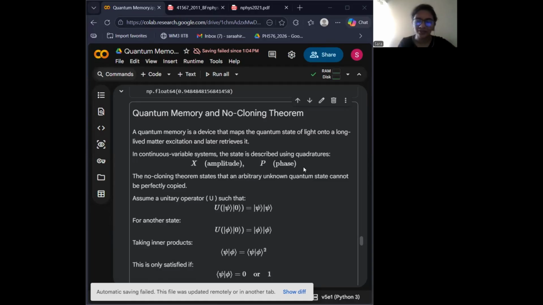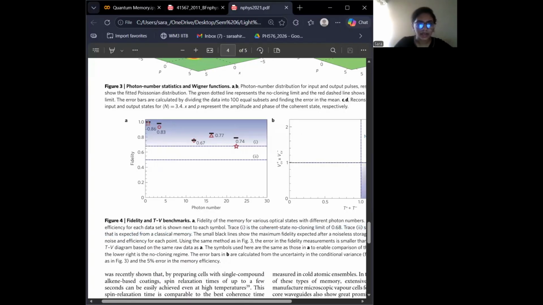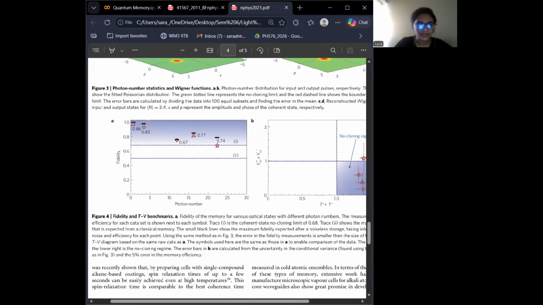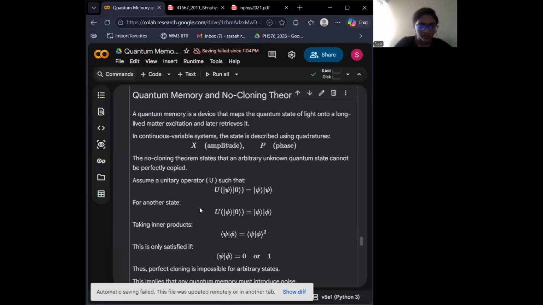Hello, my name is Sarah, and I'm going to talk about figure 4 of this paper, which basically contains the following two things, the fidelity and the TV diagram. Before we get into this, I'd like to start off by talking a bit about the quantum memory and what the no-cloning theorem means. So, a quantum memory is basically any device that maps the quantum state of light into a long-lived matter excitation and which later retrieves it.